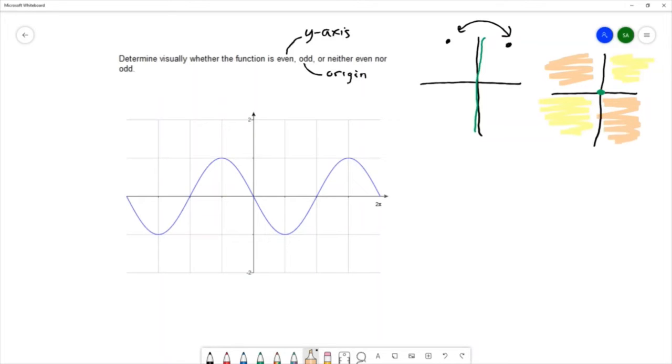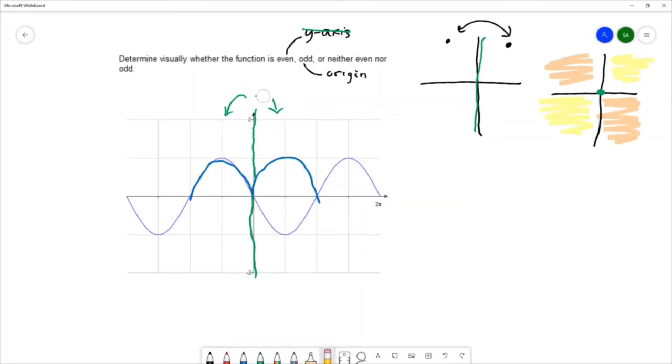So what I want to do is look at the graph that I have and imagine these types of symmetry to see if I have either one of them. So I'm going to start with the y-axis symmetry. This is the y-axis, and I'm looking on either side of that y-axis to see if I have a mirror image. And what I'm seeing is that this piece of the graph, if I were to mirror it over the axis, would look like this, and that doesn't match the other side. So this function does not have y-axis symmetry.